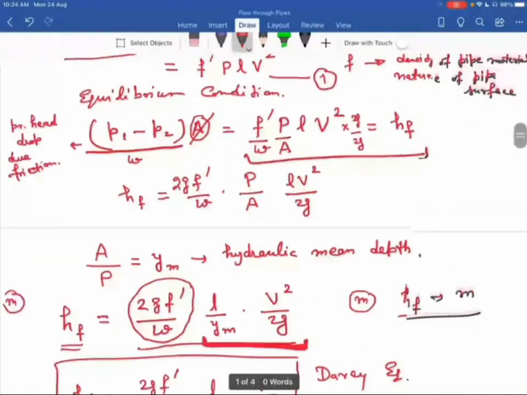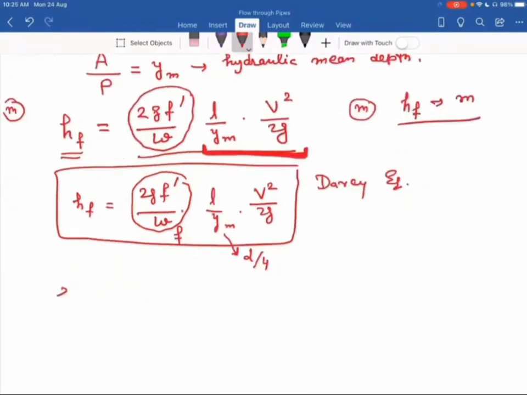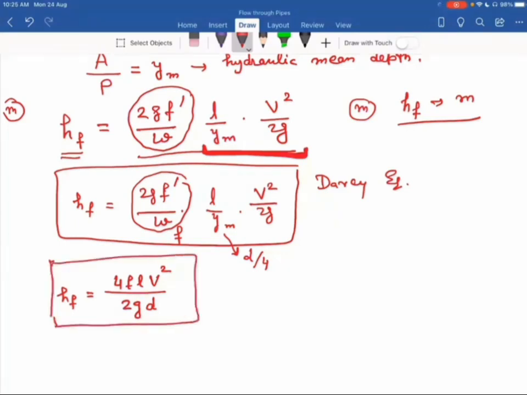Okay. So now you see the Bell's equation. So this is our Bell's equation. So the value of Ym is d by 4. So use here Ym as d by 4. Okay. And this total constant, I write it as F. Okay. So I write HF should be equal to 4FL V square divided by 2G and then D. 4FL V square divided by 2GD. So now we have another name for this equation. This is called as Darcy-Weisbach equation. Okay, so HF is equal to 4FL V square divided by 2GD. This we call as Darcy-Weisbach equation.